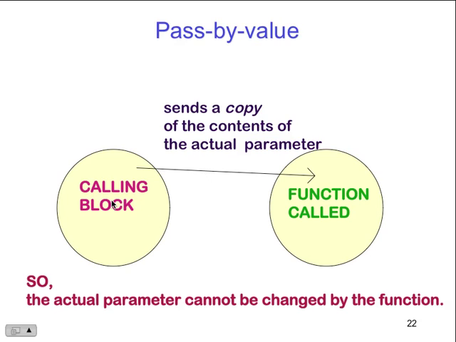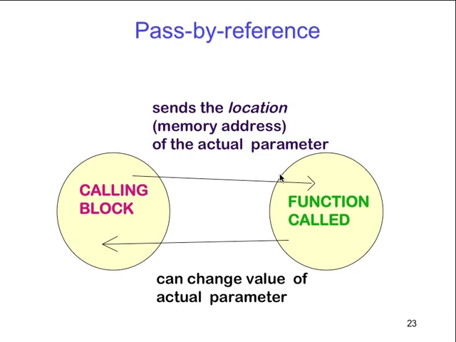So the calling block would be like main, the function out here that's being called. I'm talking about the parameters that are sent to the function. This is why you have to know something about functions in order to understand what the parameters might be to a function.